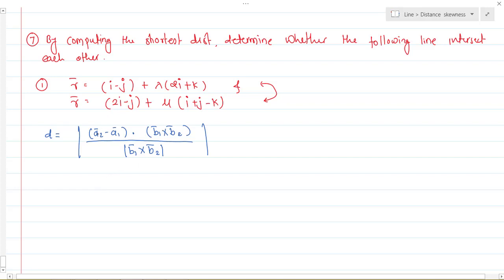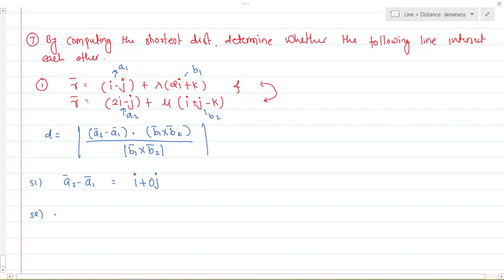Now let's find a2 minus a1. Step number 1 is find a2 minus a1. This is a1, and this is b1, this is a2, b2. By this time you should know the standard form of the lines. So a2 minus a1: 2 minus 1 is 1i, and minus j plus j becomes 0j, so we have only i here.